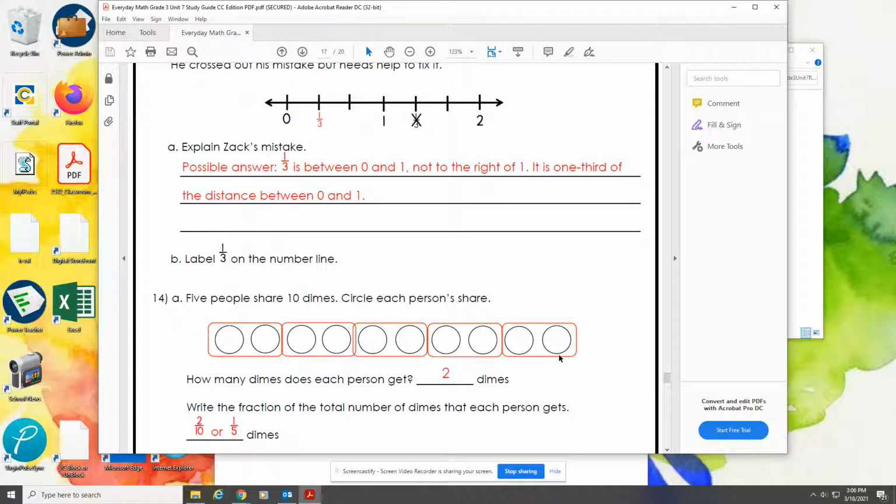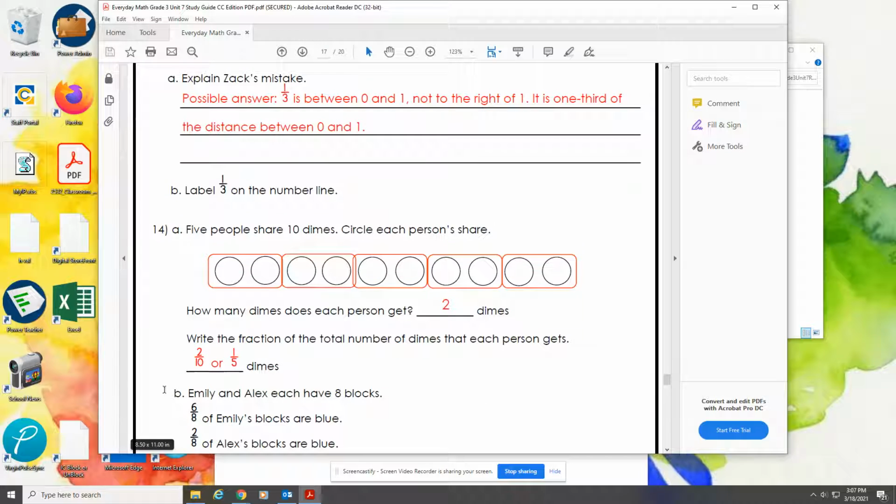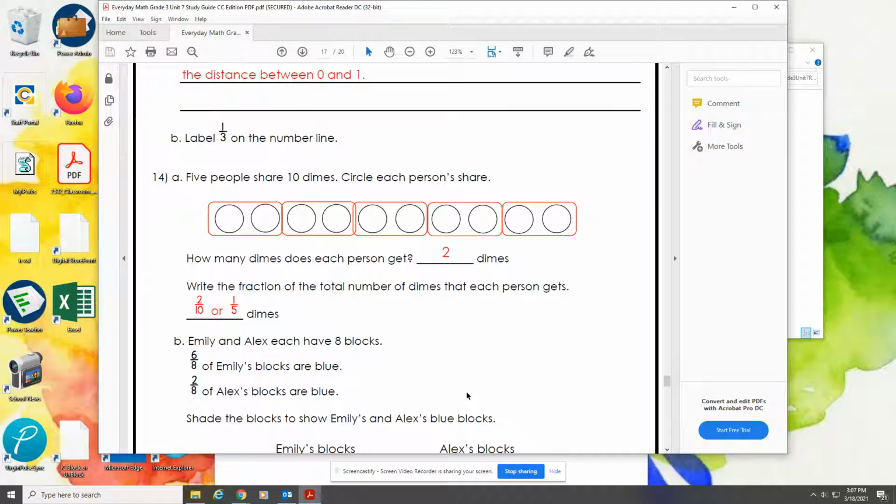5 people share 10 dimes. Circle each person's share. Here's the 10 dimes. Each person will get 2. One person, 2, 3, 4, and then 5. 2 dimes each. Write the fraction of the total number of dimes that each person gets. If there is 10 total, you could say that each person gets 2/10 of the total, or an equivalent fraction would be 1/5.